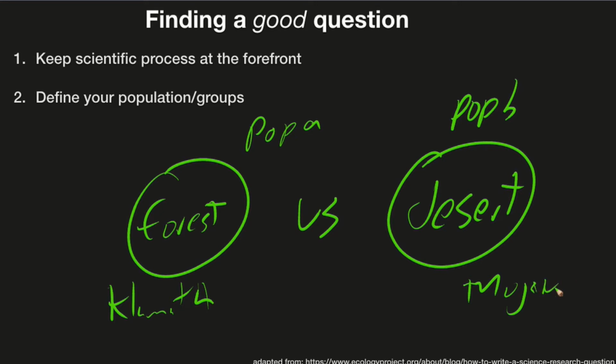And I don't know how to spell Mojave. Maybe that is it. I'm sure you guys will let me know. Anyways, so you're going to be subsetting the whole into a digestible piece, and we call those our groups or populations that we'll actually be doing the science with.